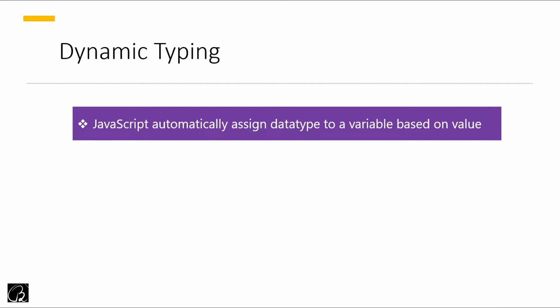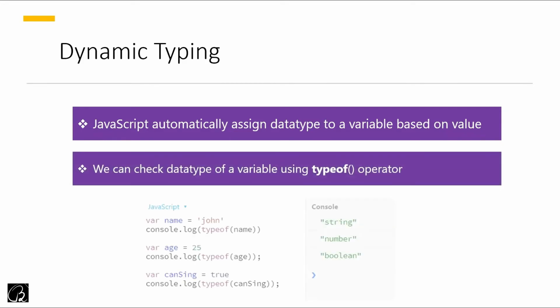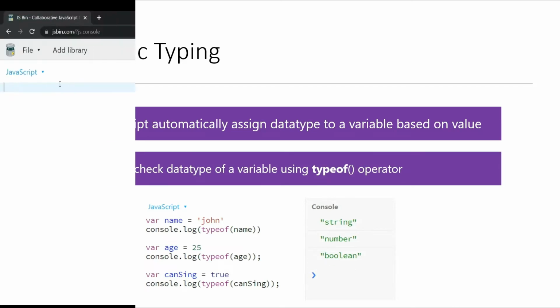Got it? So in that case, how can we prove it, like what is the data type of a variable? There is one operator called the typeof operator. We can use it, and it will return the data type of a variable. So let's see some examples.